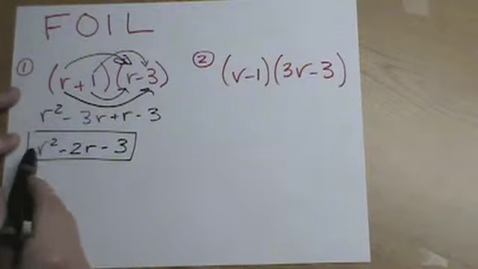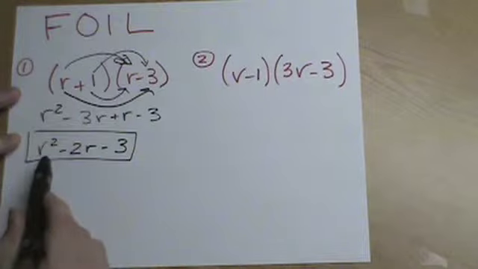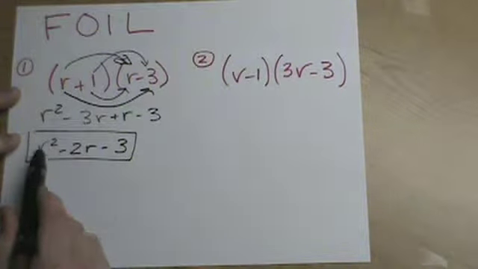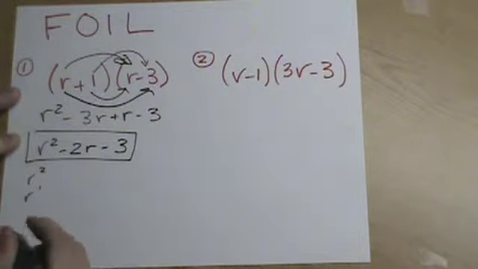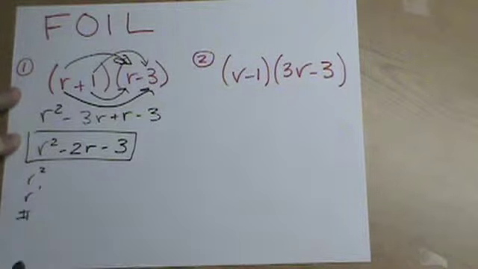Okay. So notice we went from a binomial. Now this is a trinomial. The r to the second is one term. The r to the first is another term. And the number is our last term.